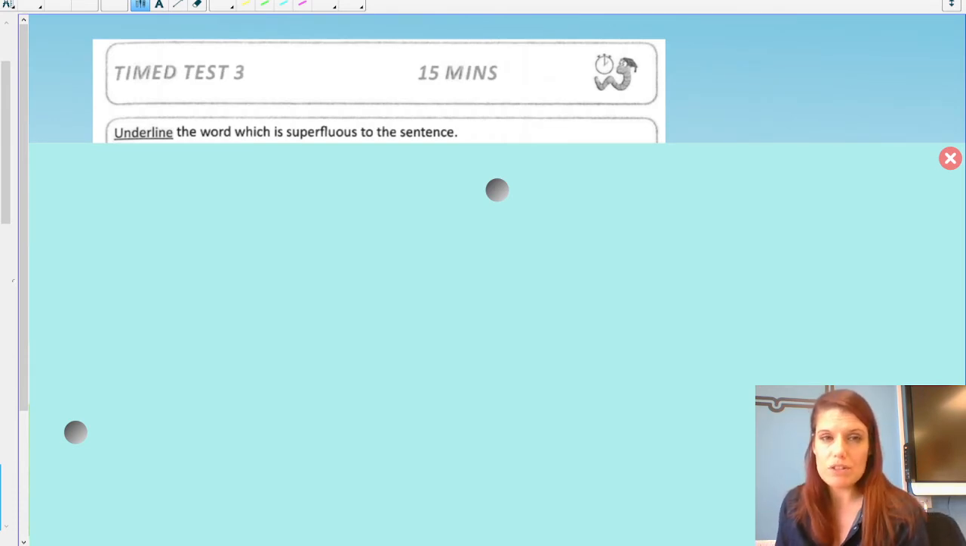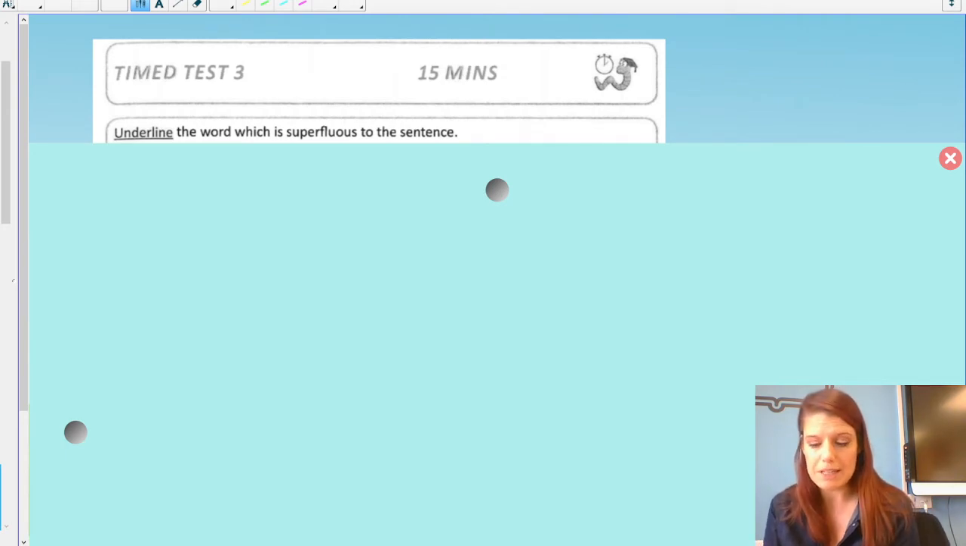All right, moving on to the timed test. If possible, it would be great if you can do it in the 15 minutes, but if you need a bit more time at this stage, this is okay. It's all about giving you the chance to practice and apply your skills.